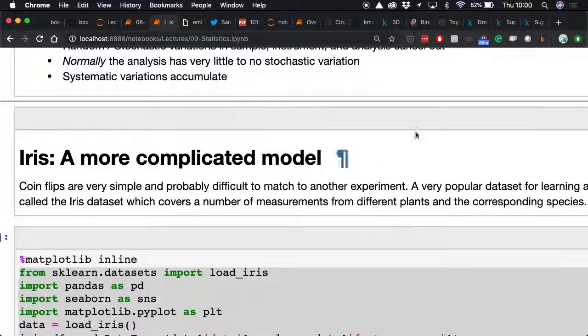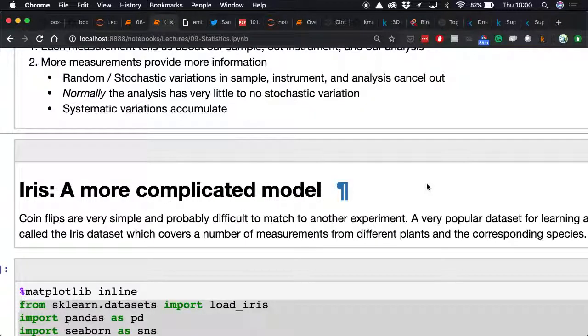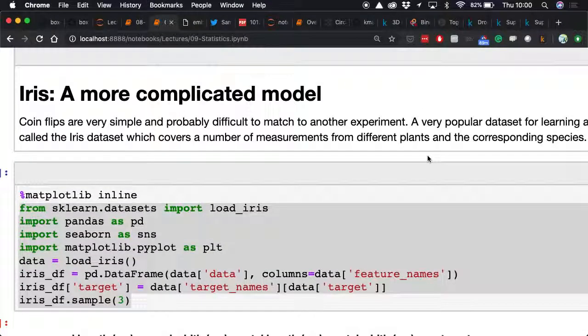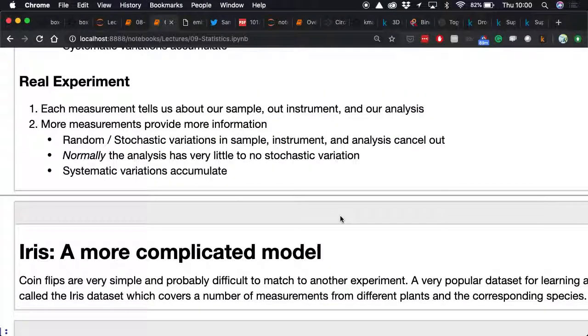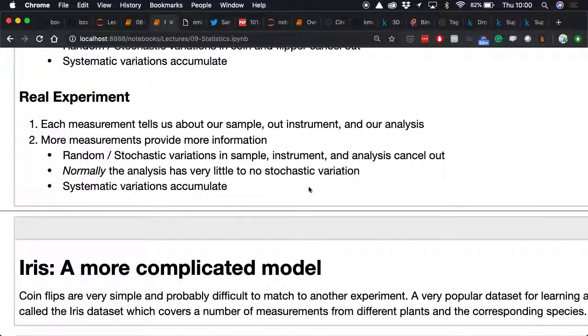And so now I think we can take a quick break and then get on to a more complicated model, unless there are any questions on this.